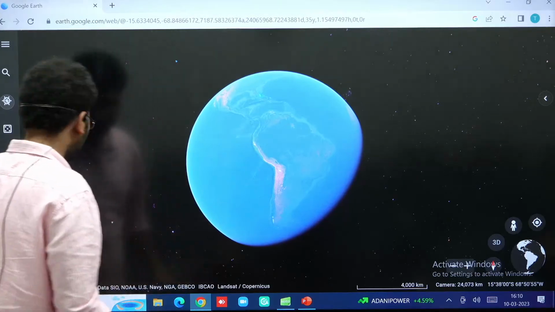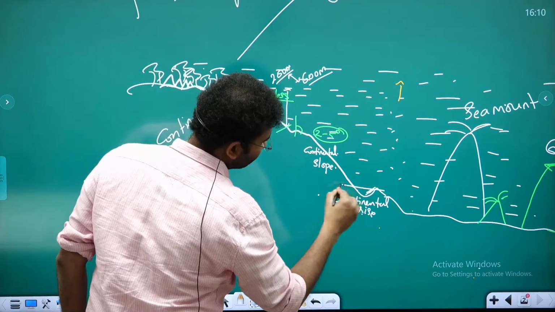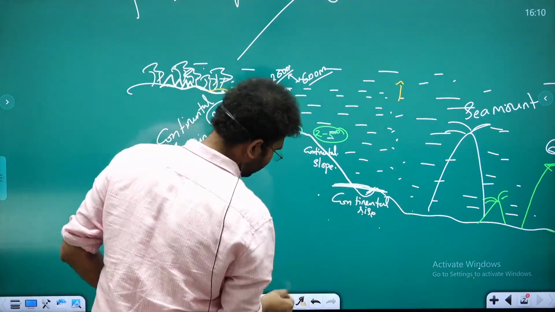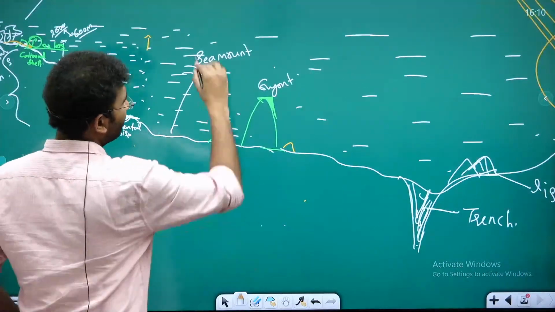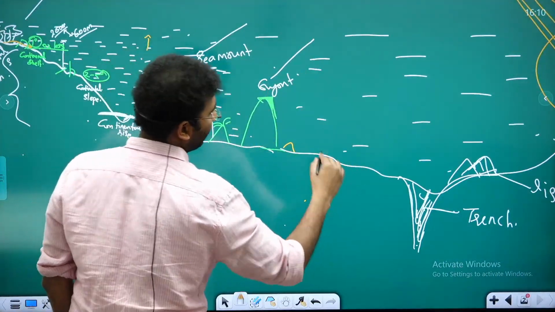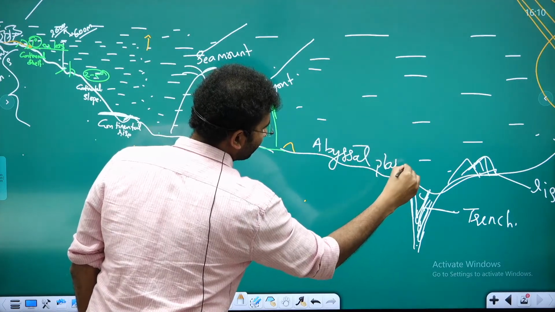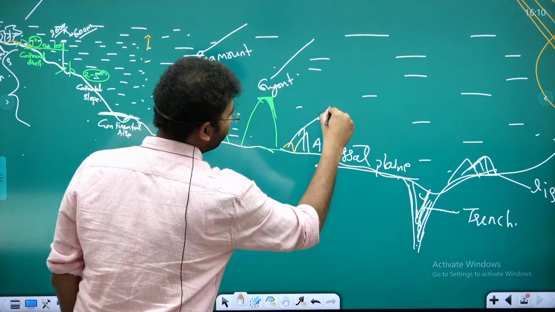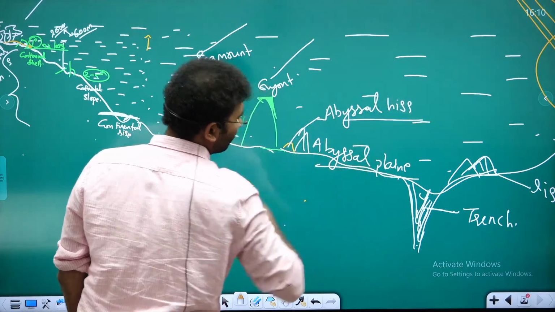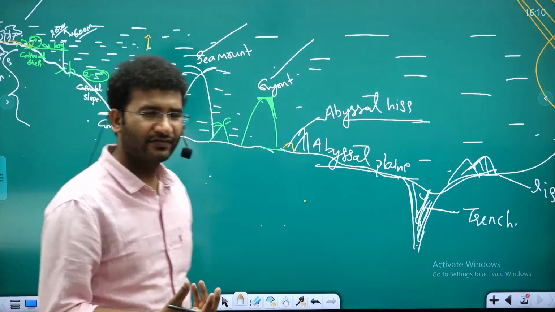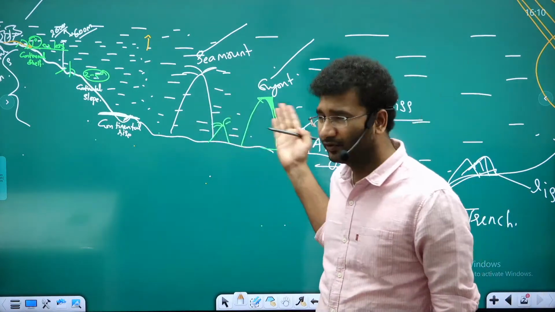Now coming back to the bottom of the oceans. The bottom of the oceans are nothing but the landforms of seamount, guyot, abyssal plains also. And then if you have hills, abyssal hills. It's just that the meaning and the definition is slightly different on the basis of the landform it is.